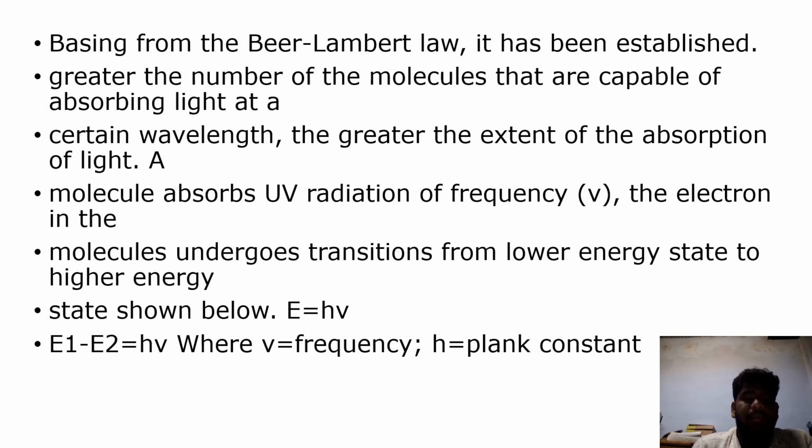Based on the Beer-Lambert law, it has been established that the greater the number of molecules capable of absorbing light at a certain wavelength, the greater the extent of absorption of light. A molecule absorbs UV radiation of frequency ν. The electrons in the molecule undergo transitions from a lower energy state to a higher energy state, as shown below: E equals hν. E1 minus E2 equals hν, where ν equals frequency and h equals Planck's constant.